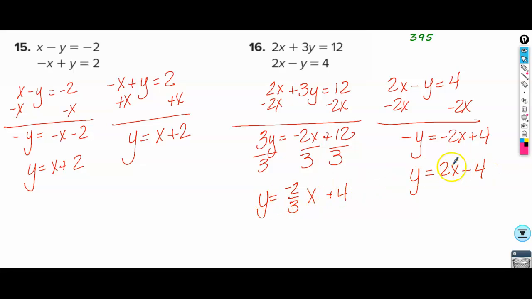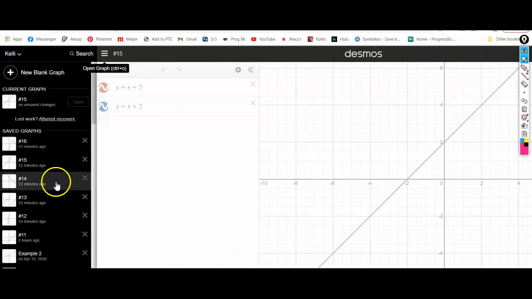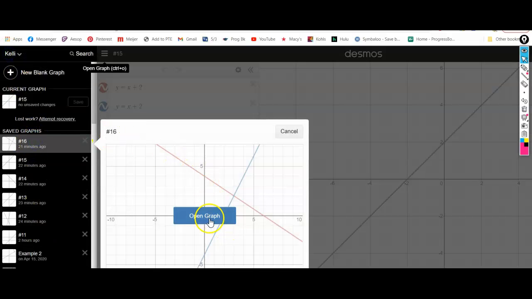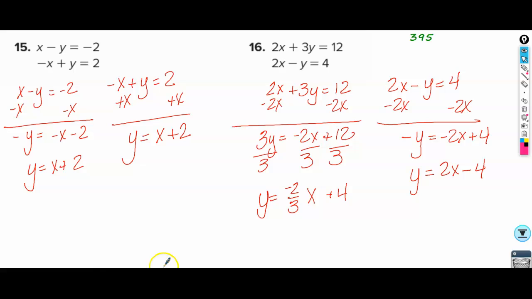These do not have the same slope. Therefore, they have one solution. It will be helpful to use Desmos for this one because it will help you figure out where the solution is. See where they cross right here? If you put a point right there, it'll tell you the solution to this system of equations is 3, 2. Super fun, right? Like I said, I think that's the last problem.